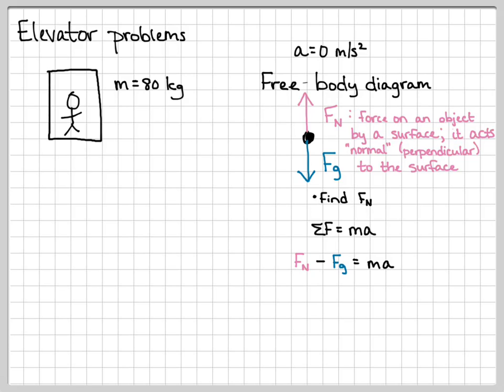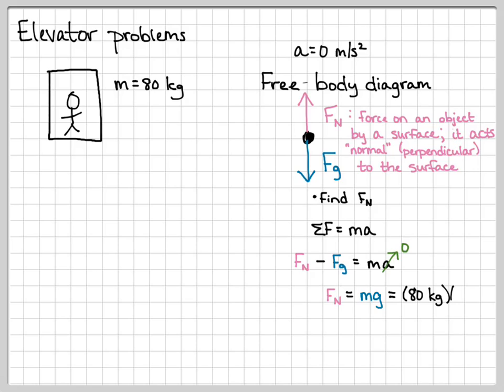I said that because the weight is pointing down, I'm going to call that one negative. In this case, it doesn't matter. We'll talk more about that in a second. So, my acceleration is 0, so the ma term ends up being 0. I rearrange, and I get that my normal force is equal to my weight.